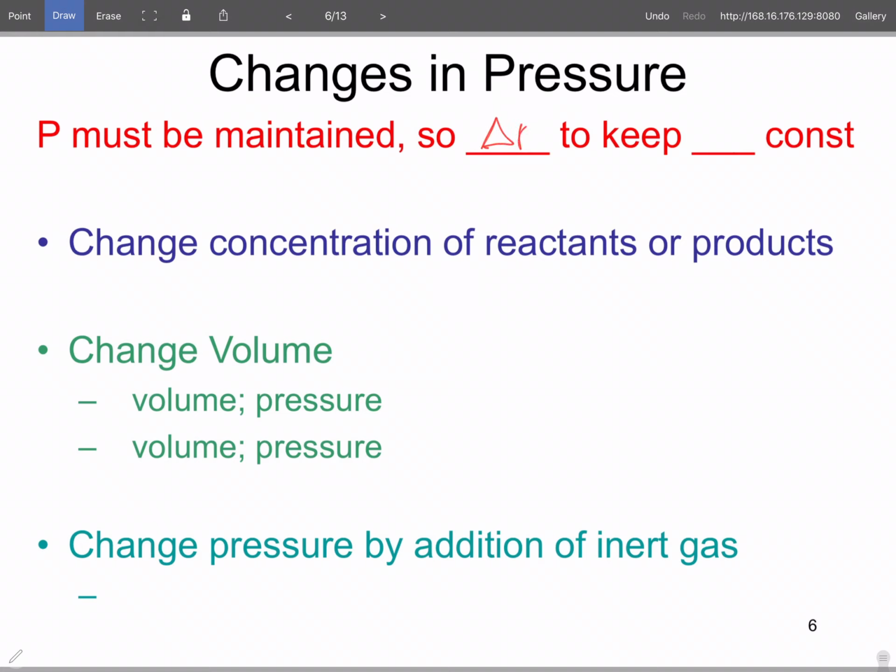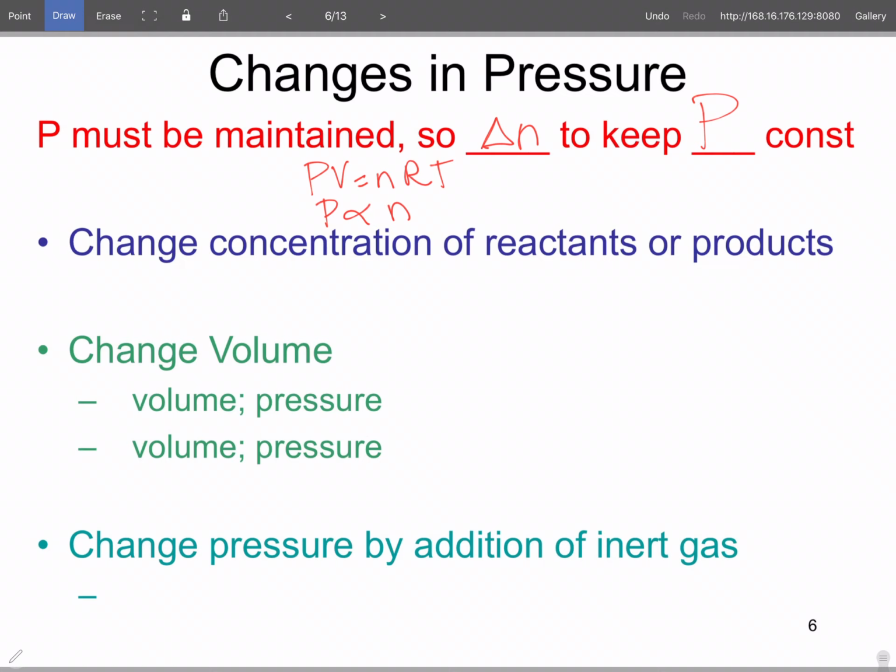So you must change the number of moles to keep the pressure constant. And remember, PV equals nRT. So what that means is that pressure is proportional to the moles. So if you increase the moles, you increase the pressure. You decrease the moles, you decrease the pressure. Okay? So that's one way. That's the overall pressure change.